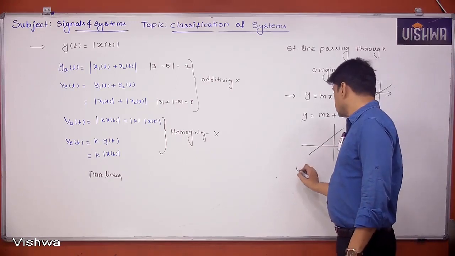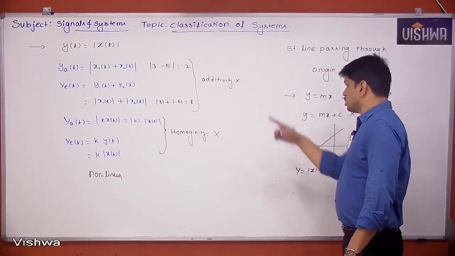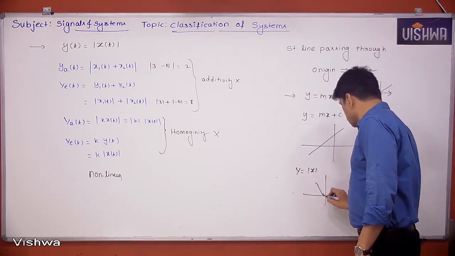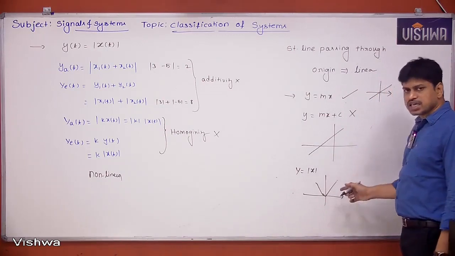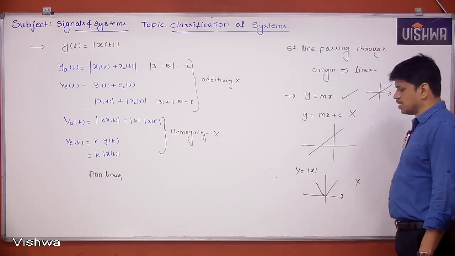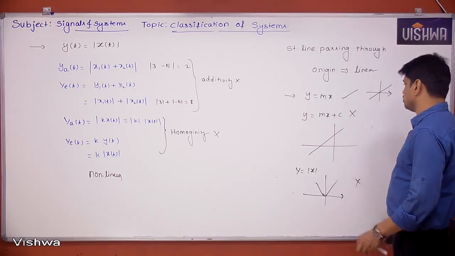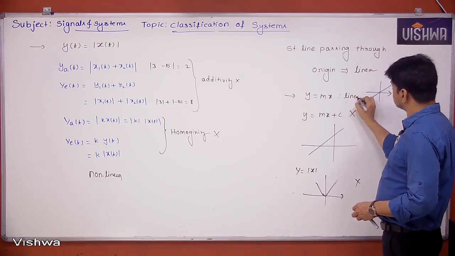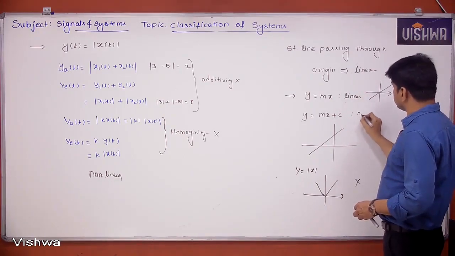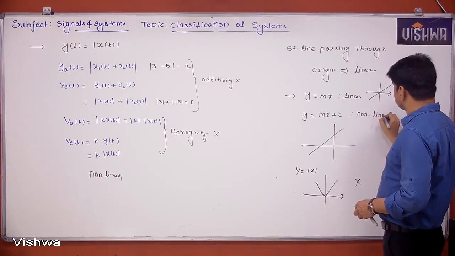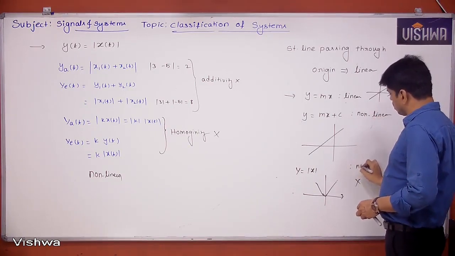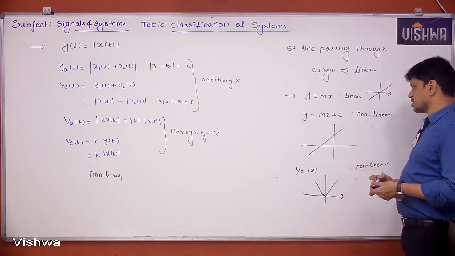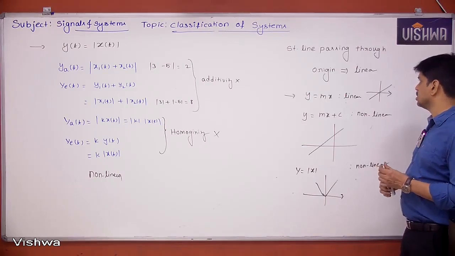Whereas if you take y is equal to mod x, as in the previous case, how does it look? It is a V-shaped curve, everybody knows it. It is not a straight line passing through the origin, so this is also a non-linear system. I hope you understood. This is linear, this is non-linear, and this is also non-linear. Only y is equal to mx, a straight line passing through the origin, is linear.